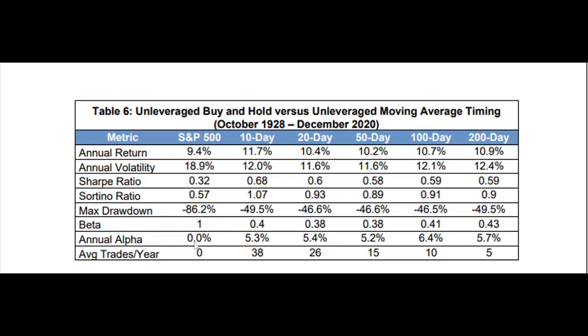Now, looking at this table, we can see clearly that if we were to buy and hold the S&P 500 from October 1928 to December 2020, we would post a 9.4% annualized return, which is not bad. Using any of the moving average strategies, 10, 20, 50, 100, or 200, we would beat that return. But not only would we beat that return, we would beat it with a lower drawdown, which is pretty good. Now, selecting one of these strategies just depends on the person, because there are a lot of trades that need to be taken with the lesser moving averages like the 10-day.